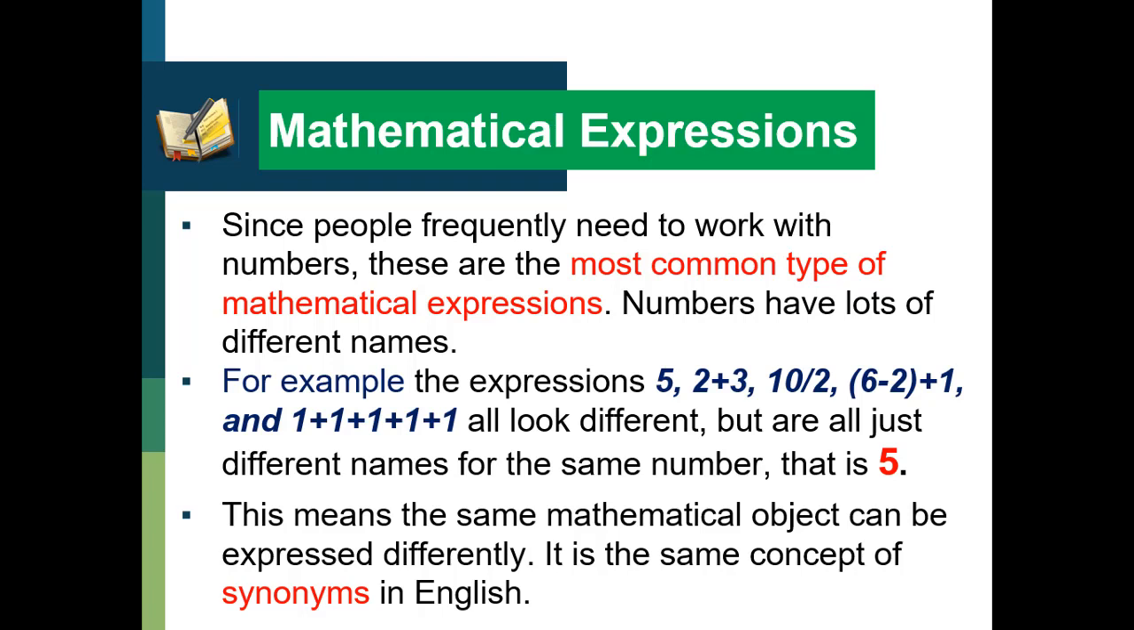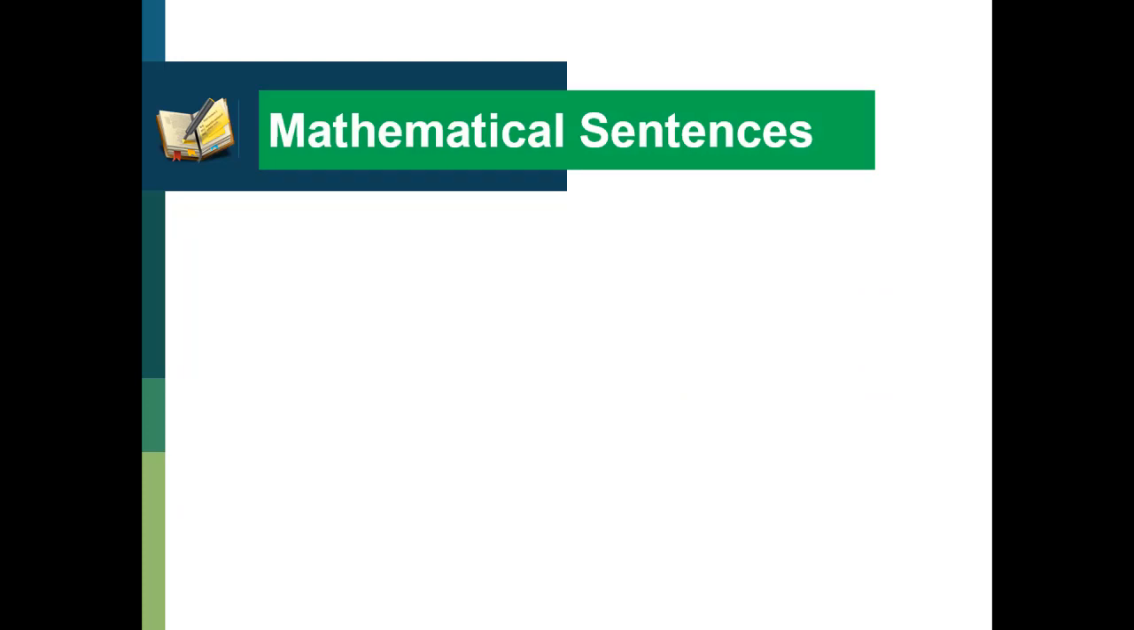This means the same mathematical object can be expressed differently. It is the same concept of synonyms in English. See, if we have synonyms in English like beautiful is synonymous to lovely, in mathematics, 5 is synonymous to 10 over 2, 2 plus 3, the quantity 6 minus 2 plus 1. This is just another way of naming the number 5 using different expressions. And why do we use this expression as an example? Because numbers are the most common type of mathematical expressions. Did you get it? Alright, let's explore more about mathematical sentences.